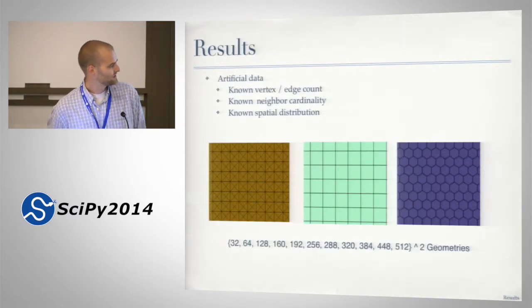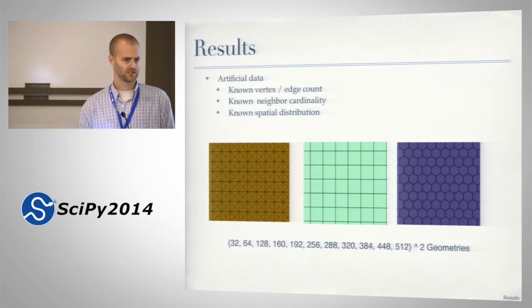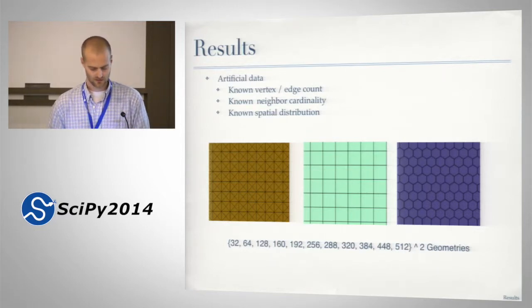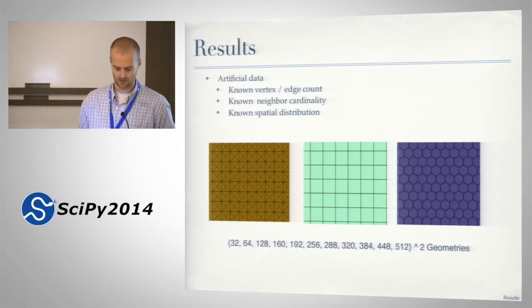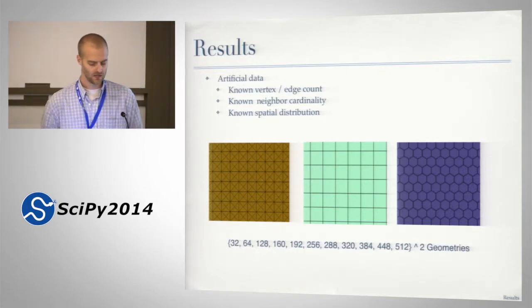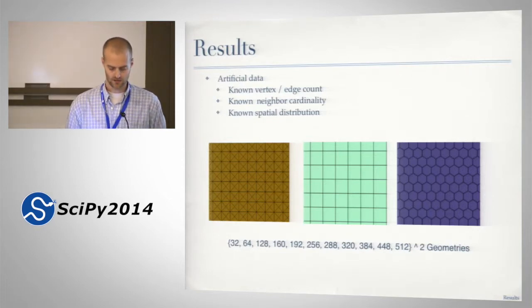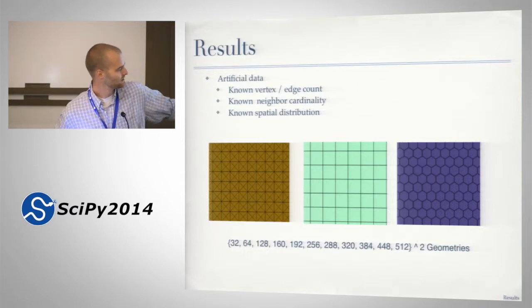So some results, we tested this both on real world data because that's what's of interest and this artificial data. So triangle squares tessellate really nicely. So we figure let's go ahead and use them because we can control for vertex and edge count, average neighbor cardinality, and spatial distribution. And so we go ahead and scale over all these data sizes at the bottom.